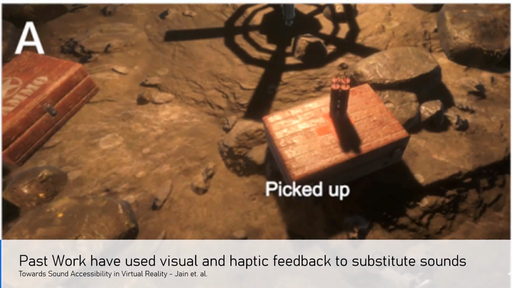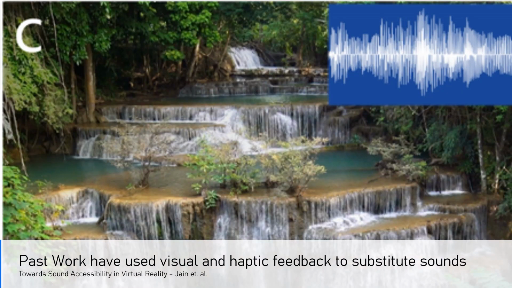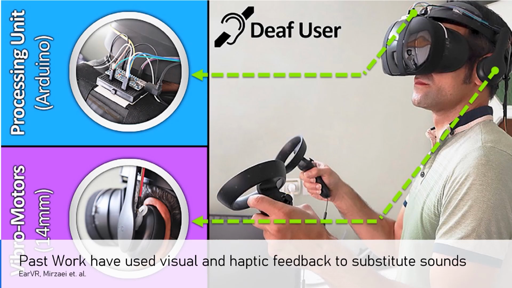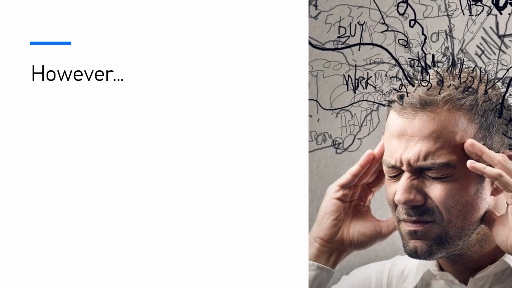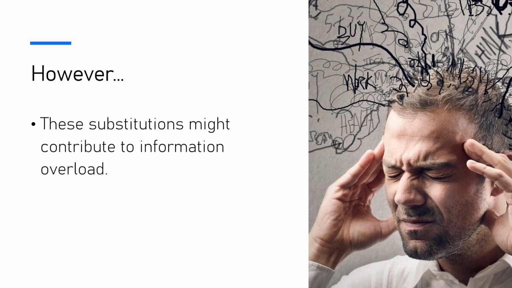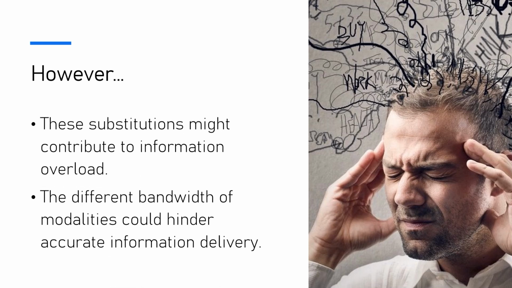Past work in VR sound accessibility has used visual and haptic feedback to substitute sounds, like using captions to describe sound events, using waveforms for ambient sounds, or using vibration motors to indicate sound directions. However, these substitutions might contribute to information overload, and the different bandwidths of modalities could hinder accurate information delivery.